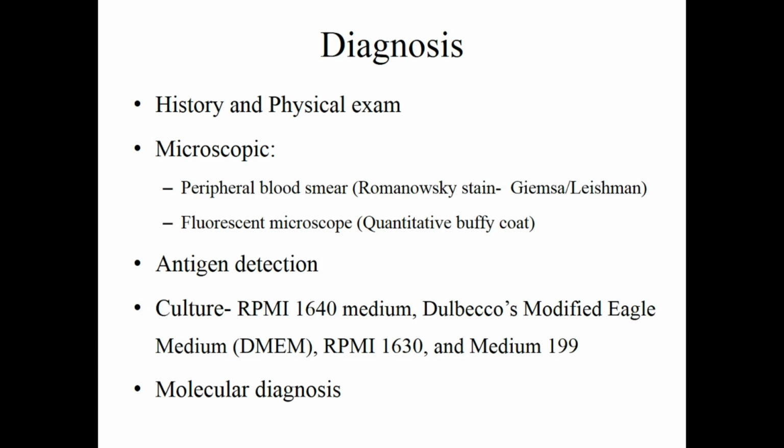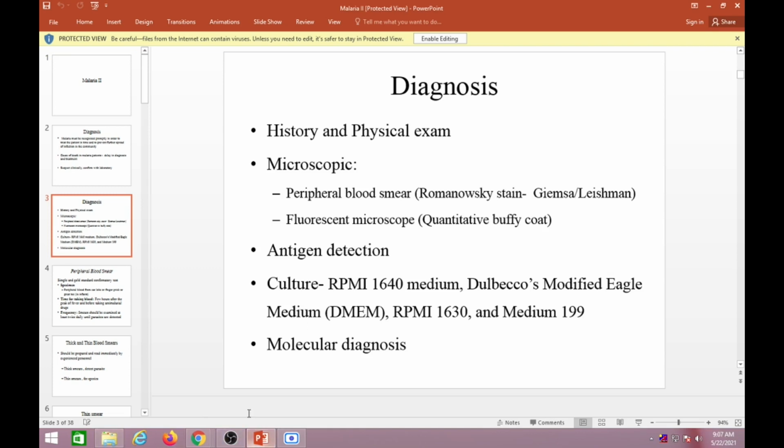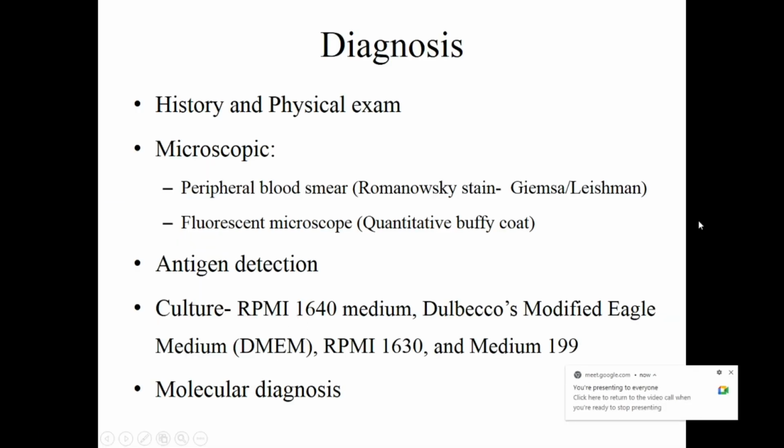Most of the time we use microscopy. So most of the time we use the microscopic technique of diagnosis, and under the microscopic technique we have the peripheral blood smear, and we can use a fluorescent microscope for the detection of the malarial parasites, okay. Other modalities of diagnosis will be antigen detection. It can also be detected through culture. However, culture is usually done for research purposes, not particularly for diagnosis of the malarial parasite, and a molecular diagnosis can also be done.